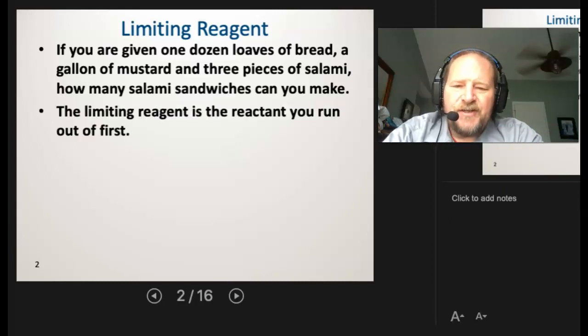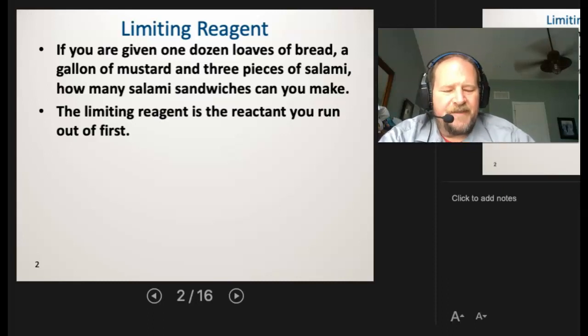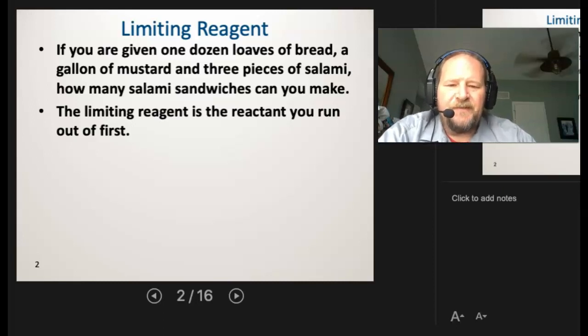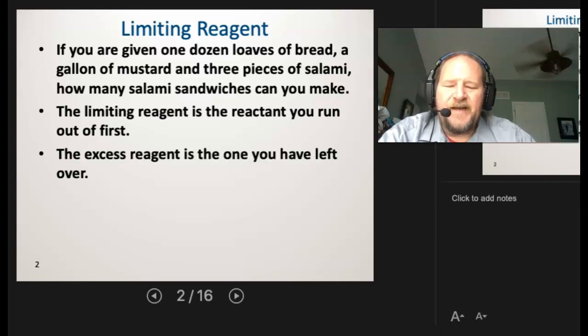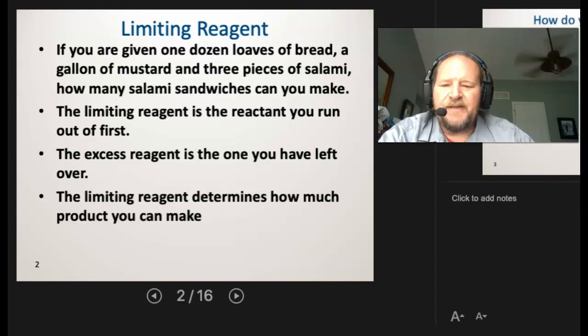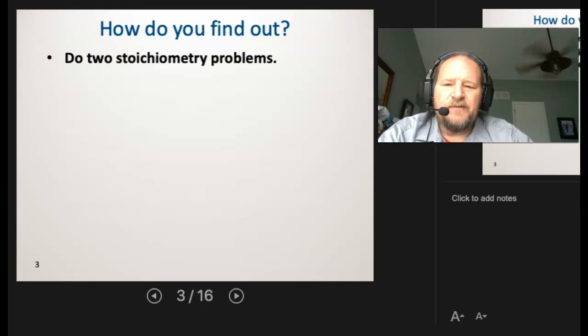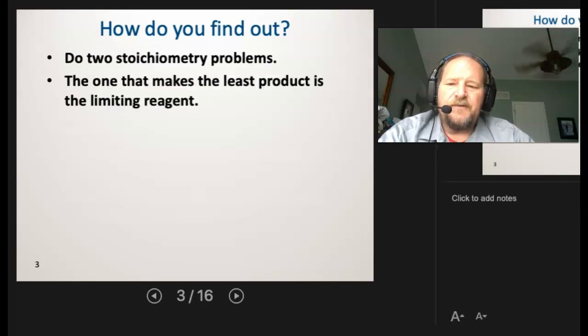The limiting reagent is the reactant that you run out of first. Okay, so if I take two things and I'm putting them together, one of them inevitably is going to get used up before the other. The one that gets used up first is the limiting reagent, and anything that's left over would be excess reagents. So the limiting reagent is literally determining how much product you can make. So how do you figure out which one is going to be your limiting reagent? Well, you're going to have to do multiple stoichiometry problems. So the one that makes the least amount of product would be your limiting reagent.